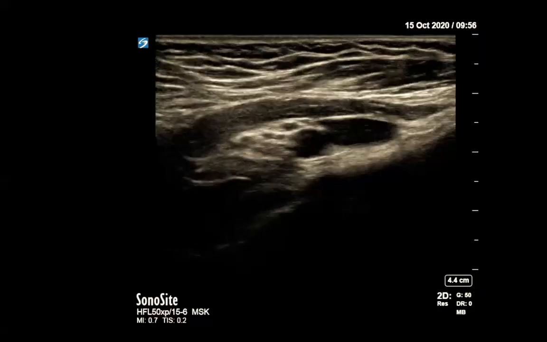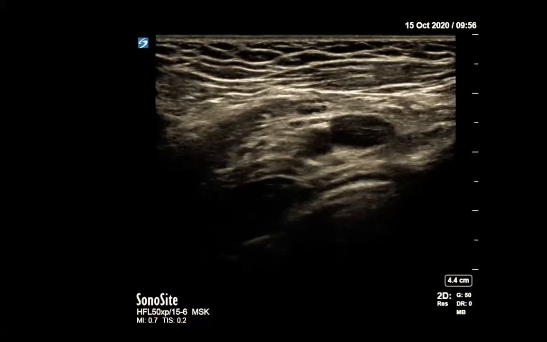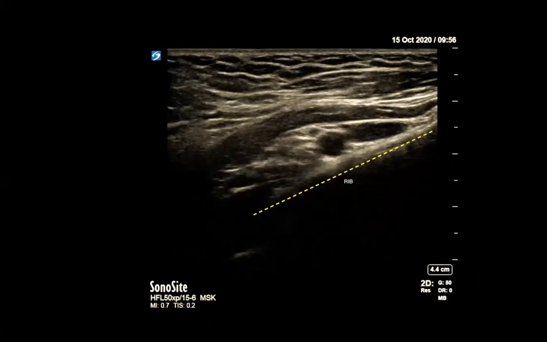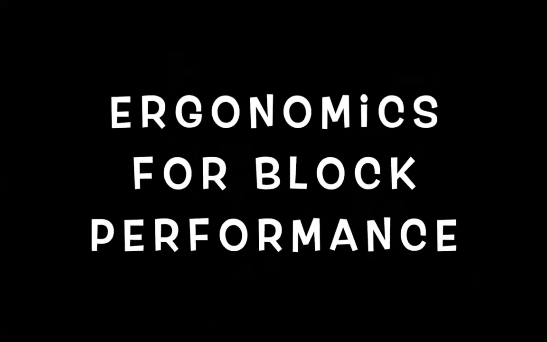Now once I adjust the probe, you can see the lung sliding under the targets. As I adjust the probe, target structures lie over the rib. Next, we'll see ergonomics, needling technique and local anesthetic deposition.